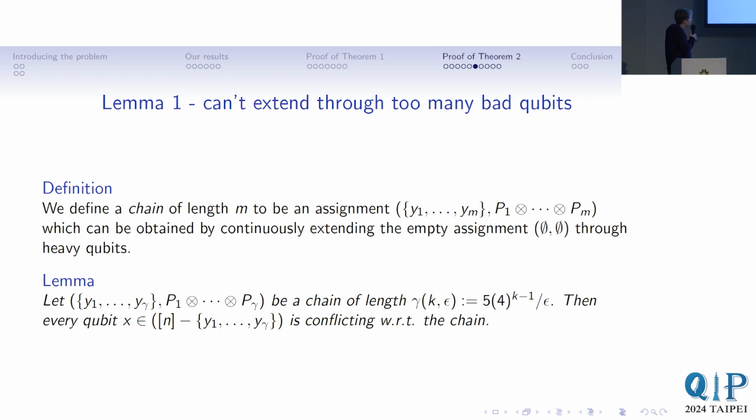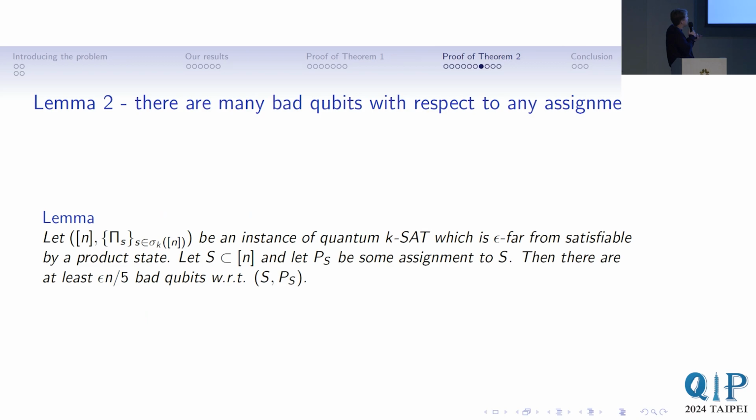That's lemma 1. And then lemma 2 is that with respect to any assignment, there are always going to be many bad qubits. So if you have an instance of quantum K-SAT which is epsilon far from satisfiable, and you have any kind of assignment on some subset of the qubits, then there are going to be at least epsilon n over 5 bad qubits with respect to that assignment, regardless of what the subset and the assignments are.